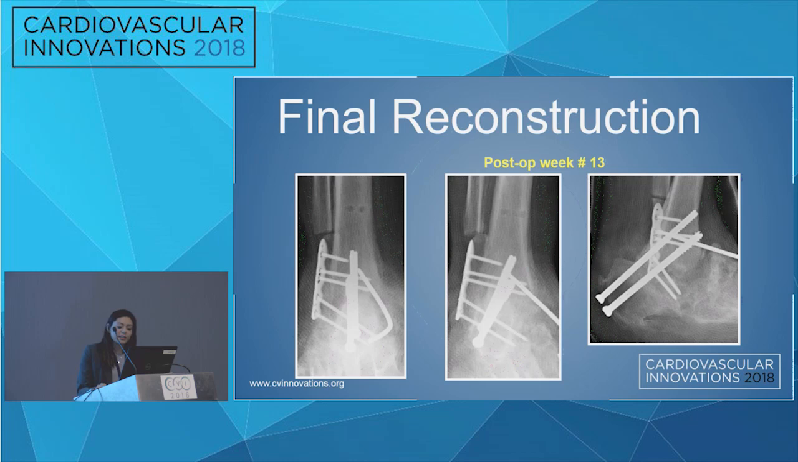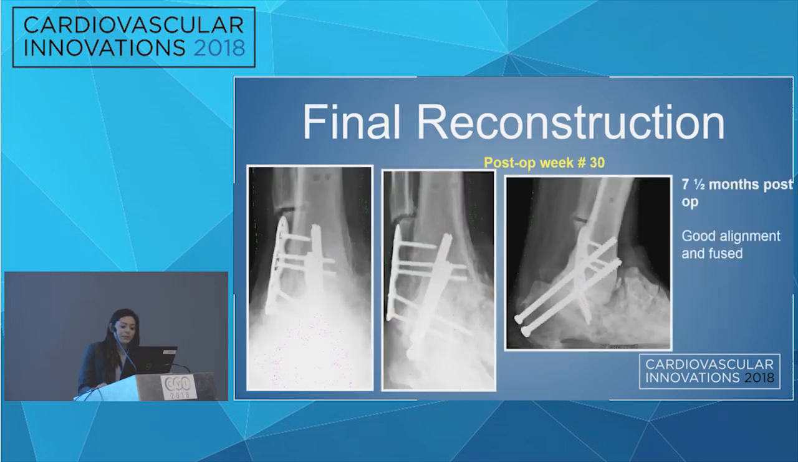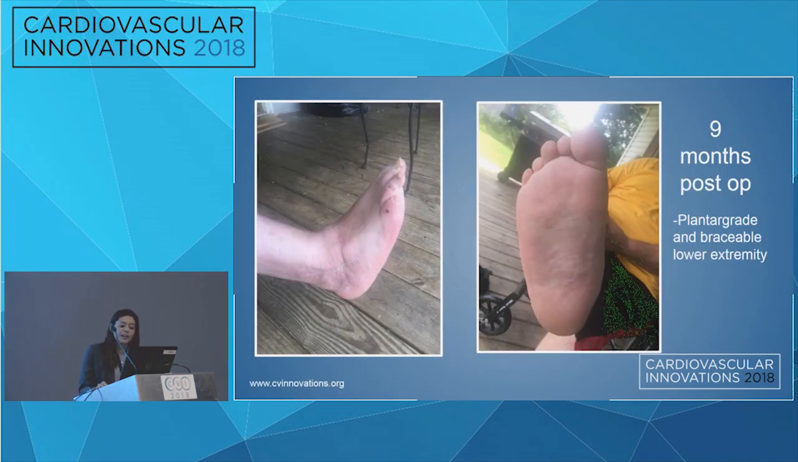He's post-op week 13 here. The bones are consolidating. You can see trabeculation is appreciated over the fusion site. He's now 7 months post-op, still has good alignment, fused. Radiographically, the fusion sites look like they're fused and aligned. So he's 9 months post-op. He now has this plantigrade, braceable lower extremity.